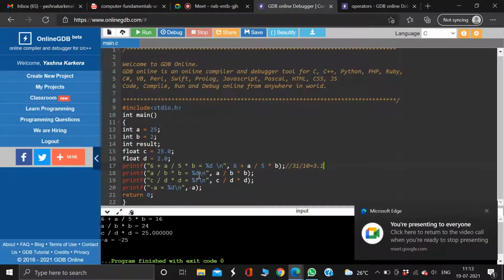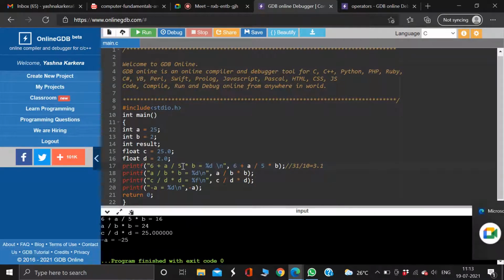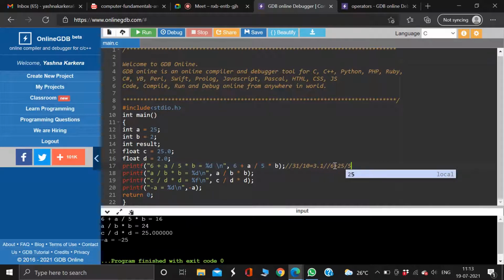According to BODMAS, what will be calculated first? Division. Yes, BOD, correct. Very good. So division was done first, then the multiplication was done. So we would have 6 plus A, which was 25, divided by 5 into B, which was 2. Because of BODMAS, division comes first, so this was calculated first, which was 5.